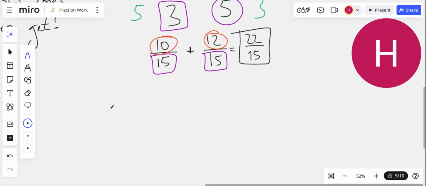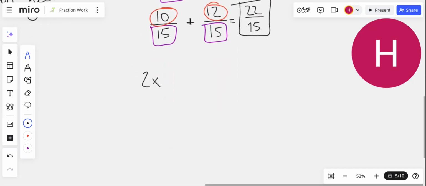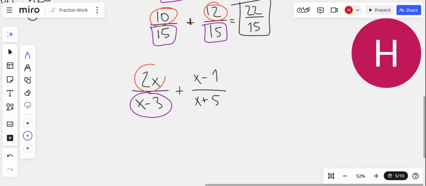I'll just give you a preview of what that's going to look like. If we have something like 2x over x minus 3 plus x minus 1 over x plus 5. Now these are a little more complicated because we don't even know the exact number of people or the exact number of cookies involved here. But we use the exact same preparation, the same setup. We want to make sure that the number of people are the same size group. So what we would have to do is multiply using proportionality by x plus 5 over x plus 5. And that takes some work to do.